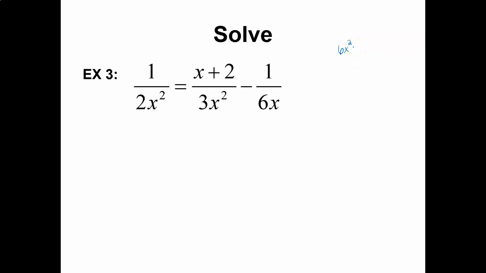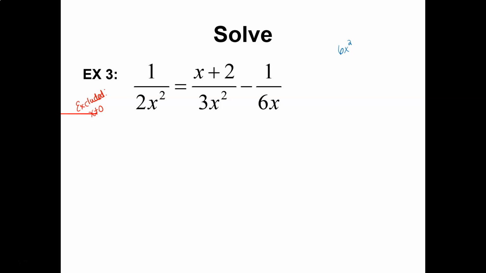Let's think excluded values really quickly before we go to solving this. Excluded values here are, again, just going to be x cannot equal 0. Because if I set all of those denominators equal to 0, I would just get 0 for those. So if we get 0 as an answer, we got to throw it out.